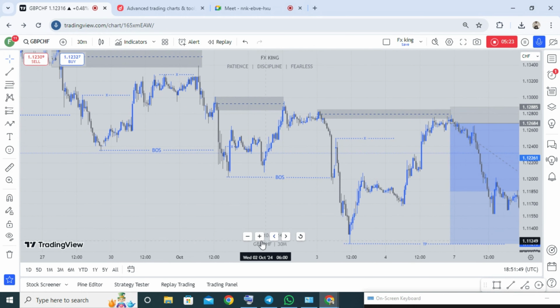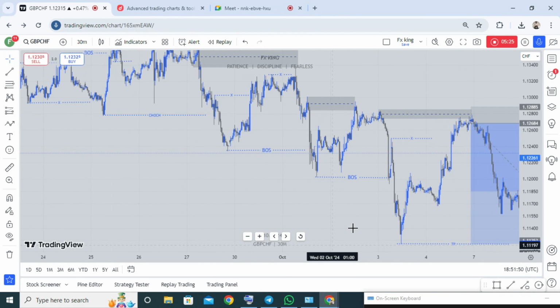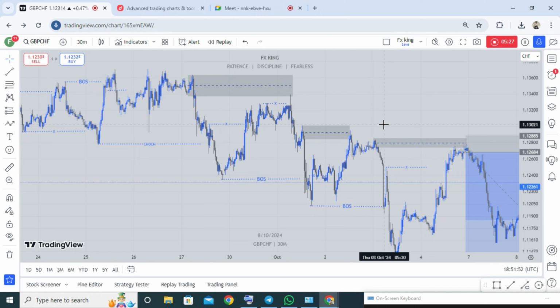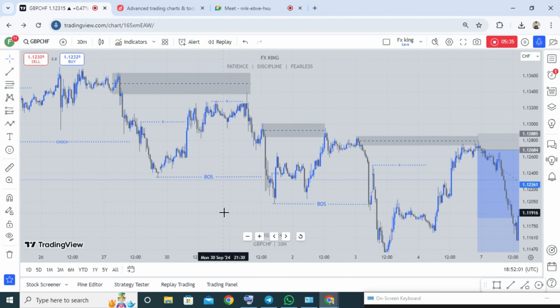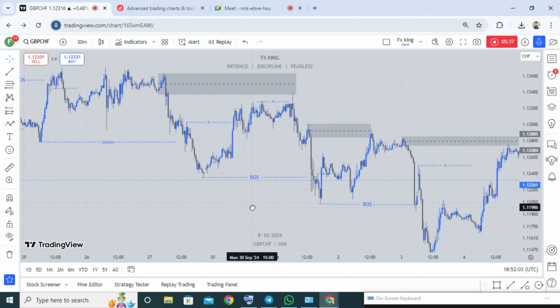So basically, that's it, right? That's how you mark. That's how you map your structure. That's how you take your entries, and you avoid being induced into trades. The best thing is to avoid being induced into trades.